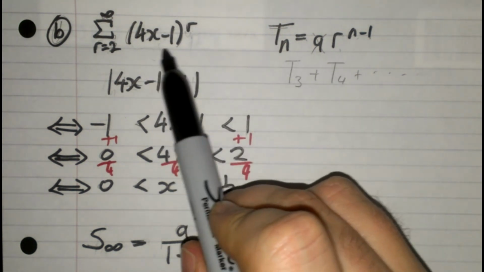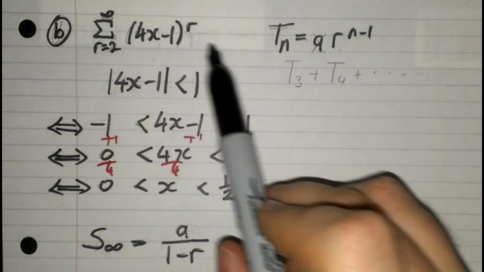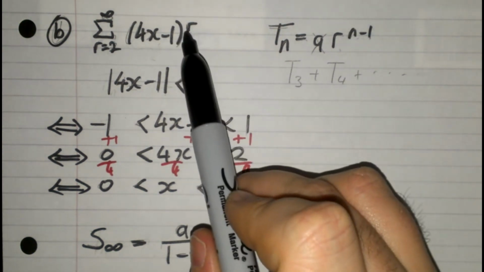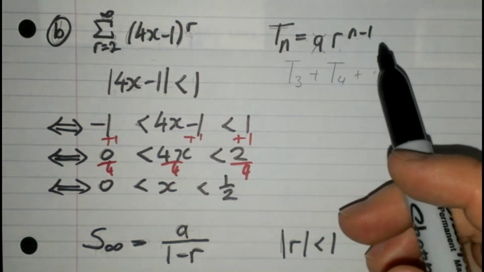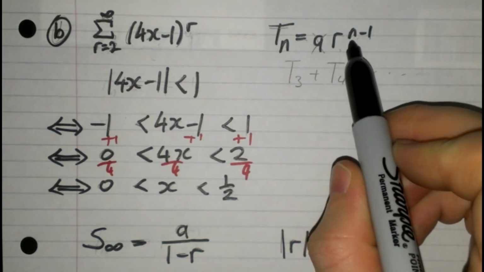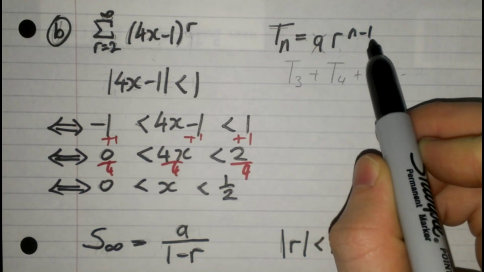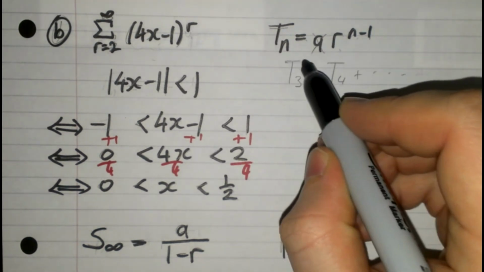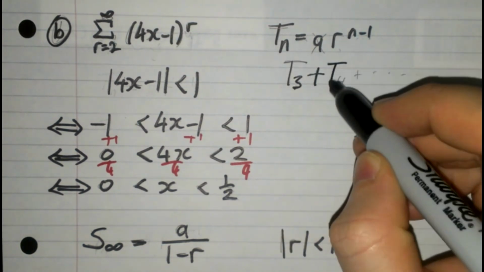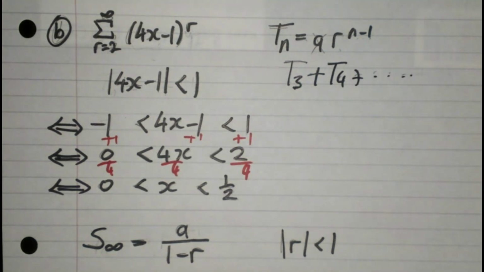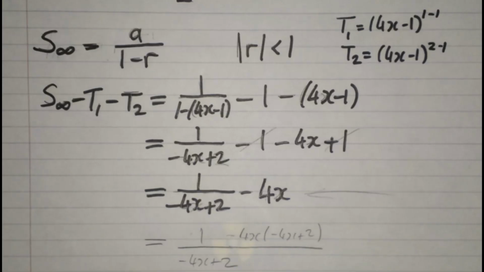In this case, r is the 4x minus 1, and the n minus 1 is my r. So if the first term is 2, then n minus 1 is 2, so n is 3. So my first term is t3, and I also have the t4, and I'm adding all of those up. So then instead of finding the infinite sum, I'm finding the infinite sum, but I'm not including t1 and t2.